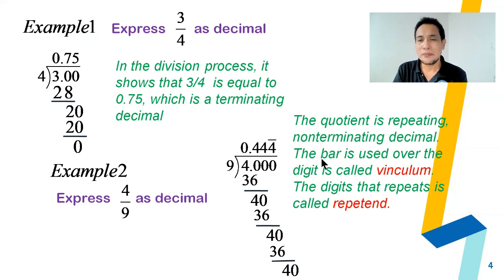We know that the bar used over the digits is called a vinculum. The digit that repeats is called the repetend. So 4 is the repetend. You have to take note of that. The bar used over the digits is called the vinculum, and the repeated digit in the quotient is called the repetend.